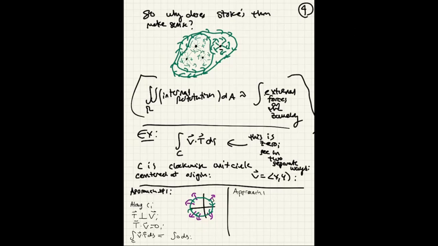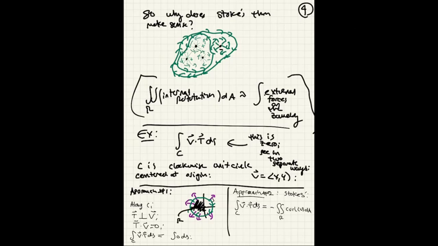Approach number 2, oh my gosh, that's messy, is Stokes. And so Stokes' theorem says that the single integral of v dot t ds should be equal to, and be careful what I'm doing, the negative double integral over r, where r is that internal disk. Okay, that's r. Of curl of v dA.